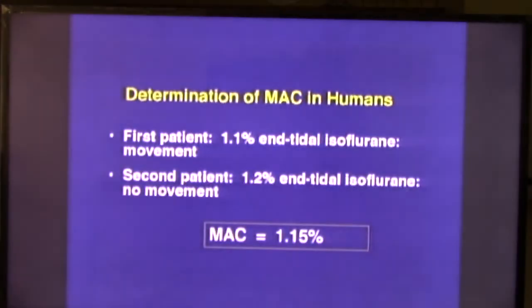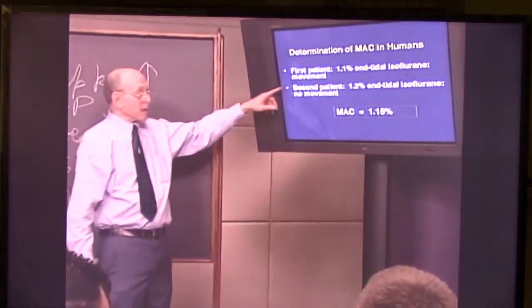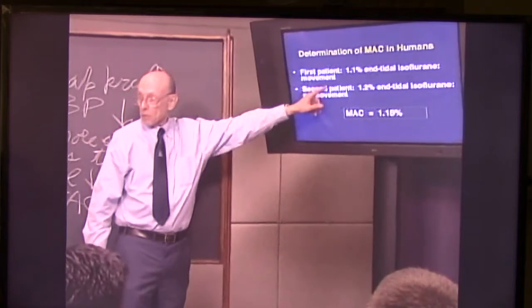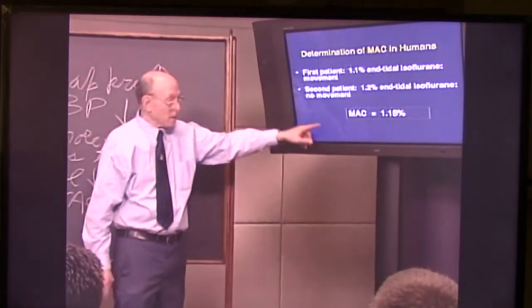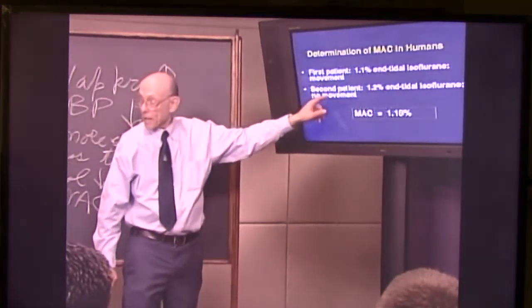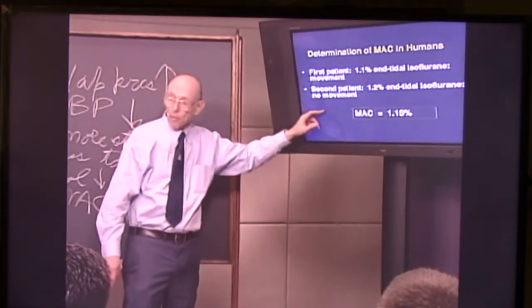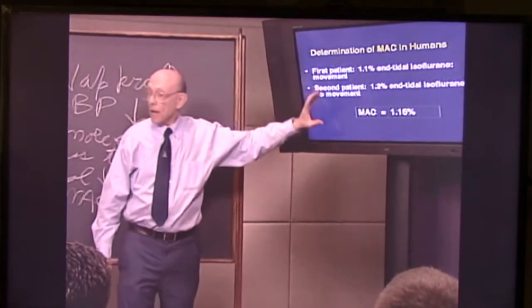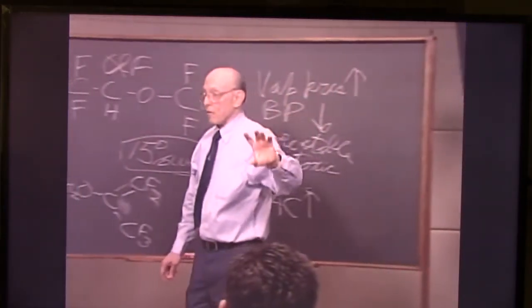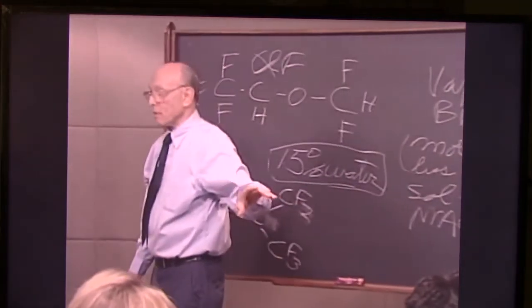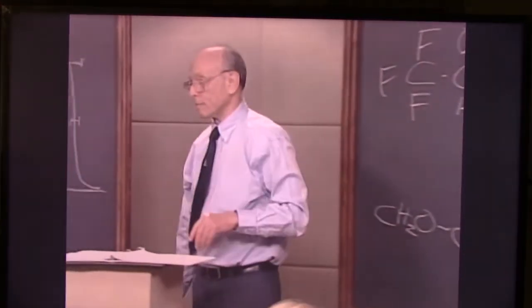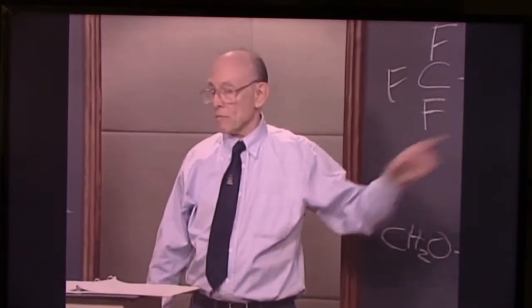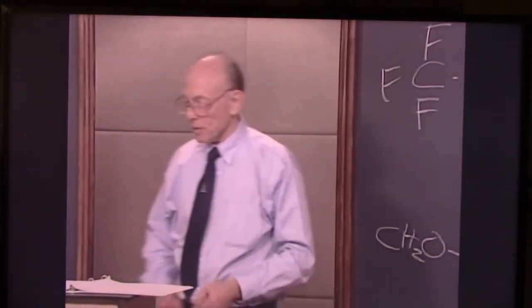So if the first patient moves at a concentration of 1.1% isoflurane, in the second patient you'll go up because this patient moved. And you keep on going up until you get no movement. And the bracketing concentrations, the one that permits movement and the one that prevents movement, are the ones that define MAC for that pair. And you gather 4 to 6 pairs of patients using that technique, which is called the Dixon up and down technique. And that defines MAC for inhaled anesthetics in humans.